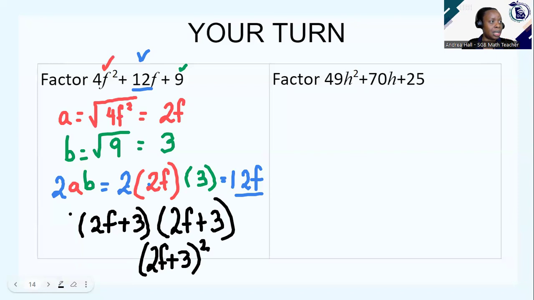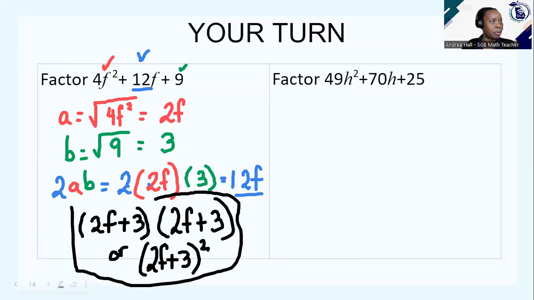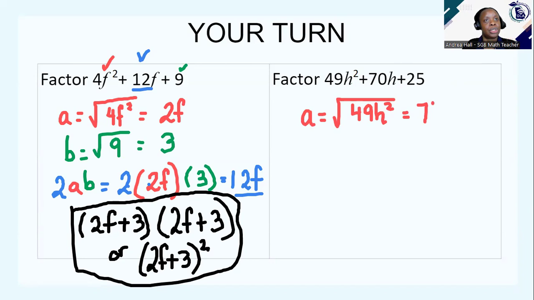All right, so that was your first one. That was your turn. Now let's look at the other one. We have 49h to the second plus 70h plus 25. Well, they all don't have something in common, so can't factor that out. So a is going to be equal to the square root of 49h to the second power. The square root of 49 is 7. The square root of h squared is h.